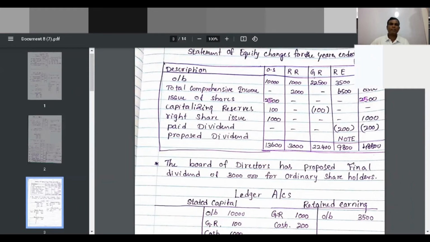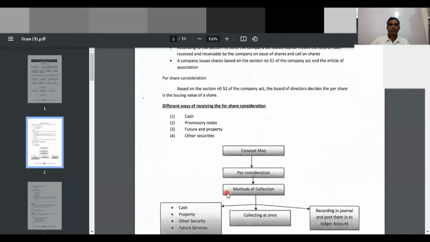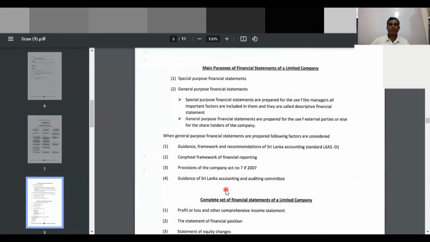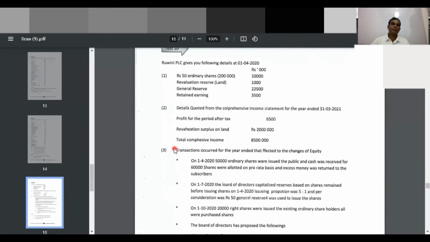Now let's see how to capitalize the reserves. Here, reserve capitalization is concerned. Let's try to understand the capitalizing of reserves, the actual value that should be. You see here, on 1st January 2020, 50,000 ordinary shares were issued. Now that is the share issue. On 7th 2020, the board of directors capitalized reserves based on shares remaining before issuing shares on 1st 2020, at 5:1. So before issuing shares, how many shares were there? Total shares, according to the given details. Now this is the number of shares. Number of shares is 200,000.